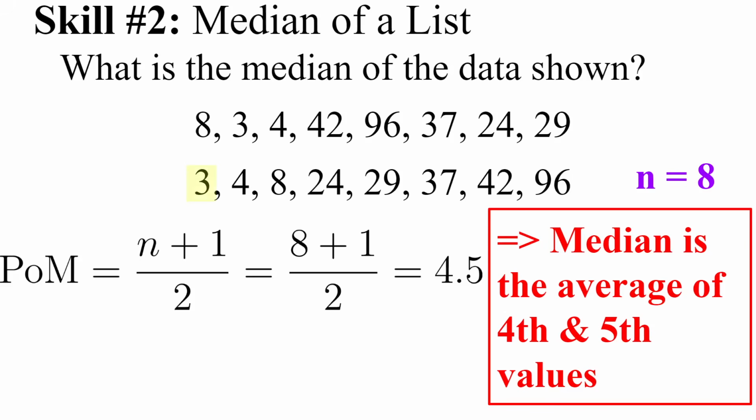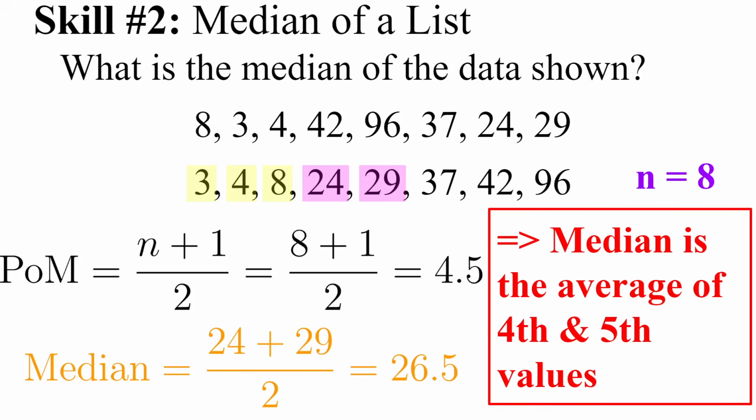So now we count 1, 2, 3. Okay, the fourth value is 24 and the fifth value is 29. To average two numbers, all you're going to do is you add them up and divide by 2. So the median is 24 plus 29 over 2, which is 26.5.